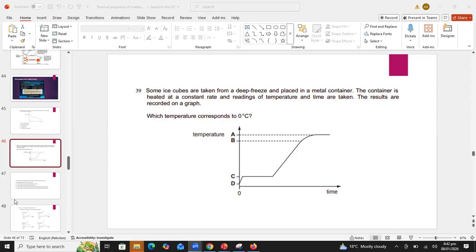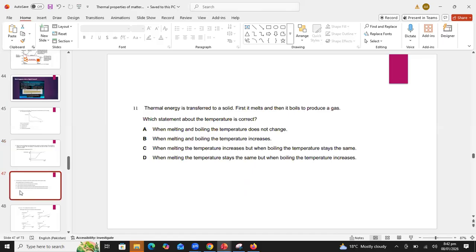Now look at the next question. In question number 11, they are saying thermal energy is transferred to a solid. First, it melts and then it boils to produce a gas. Which statement about the temperature is correct? In option A, they are saying when melting and boiling, temperature does not change. In B, when melting and boiling, the temperature increases. In C, when melting, the temperature increases, but when boiling, the temperature stays same. And in D, when melting, the temperature stays same, but when boiling, the temperature increases. So which is the right answer?